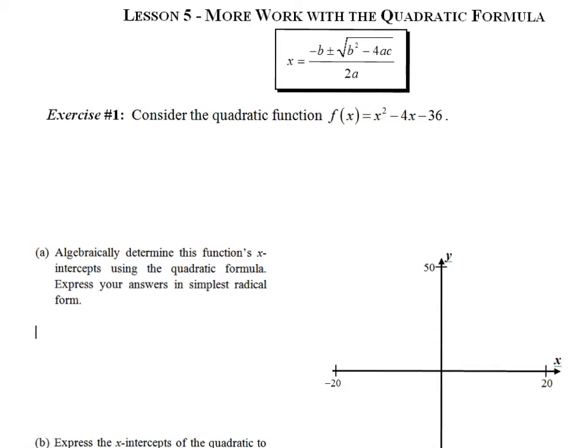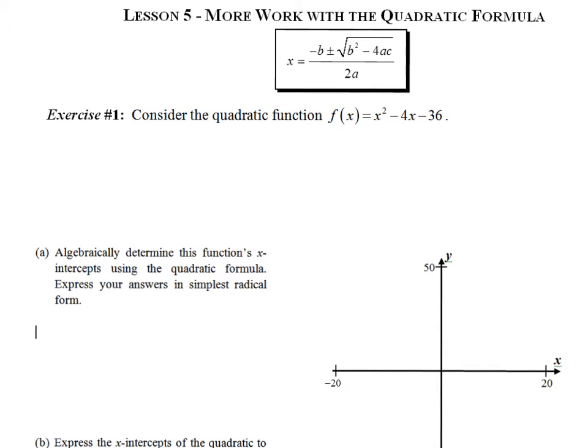Today in lesson number 5, we're going to take a look at some application problems that we can solve using the quadratic formula. So in the box at the top of your notes, you'll see the quadratic formula. This should be familiar by now. x is equal to the negative of b plus or minus the square root of b squared minus 4ac all over 2a.